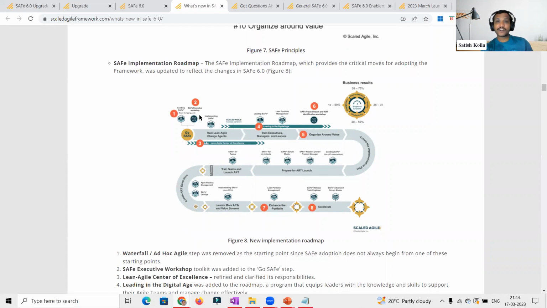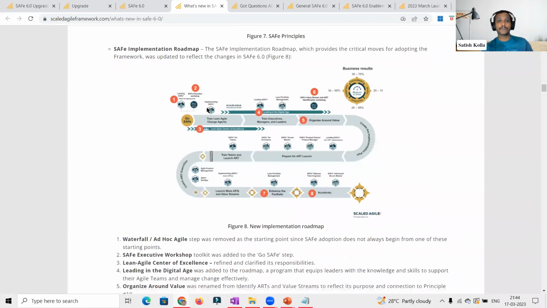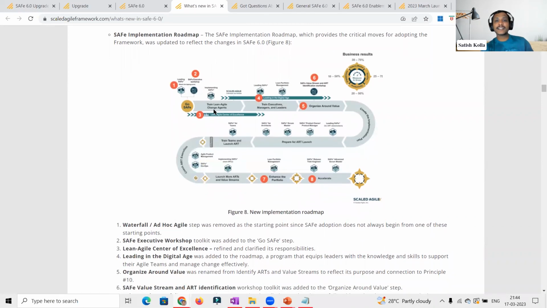Earlier, it used to be Safe for Government. Now the Safe for Government is replaced. Safe for Government is still there, but instead of that, the Safe Executive Workshop is explicitly highlighted or pointed out on the implementation roadmap. Then the Lean Agile Center of Excellence is already there, but the only thing is the responsibilities are clearly highlighted, what the LACE responsibilities are and everything.